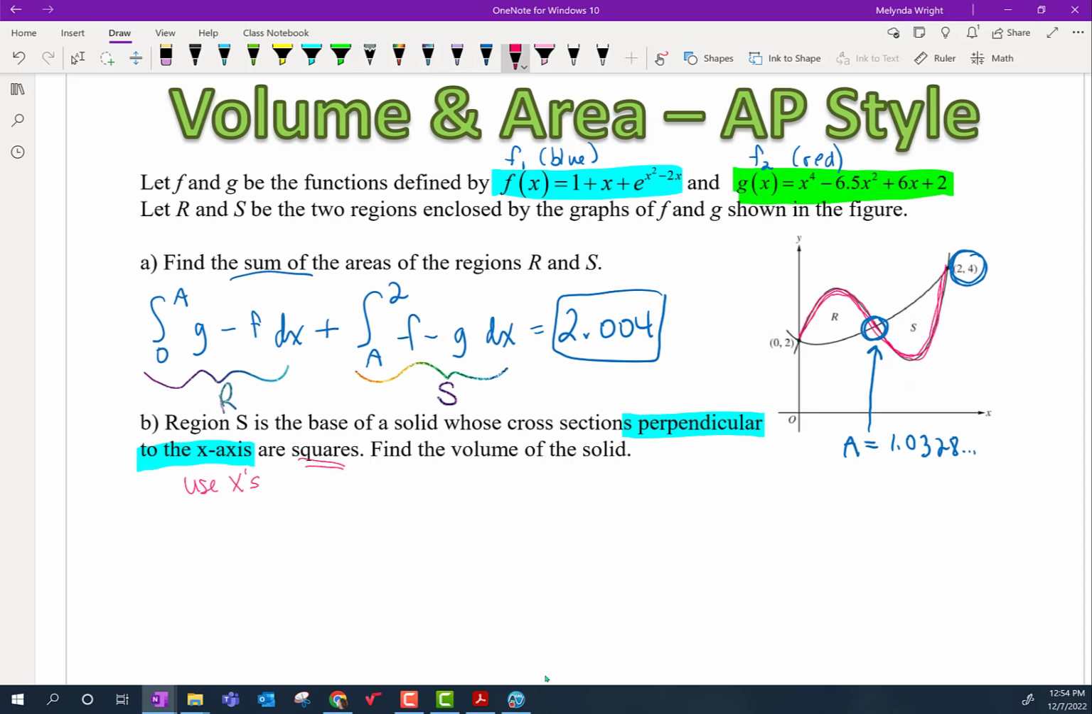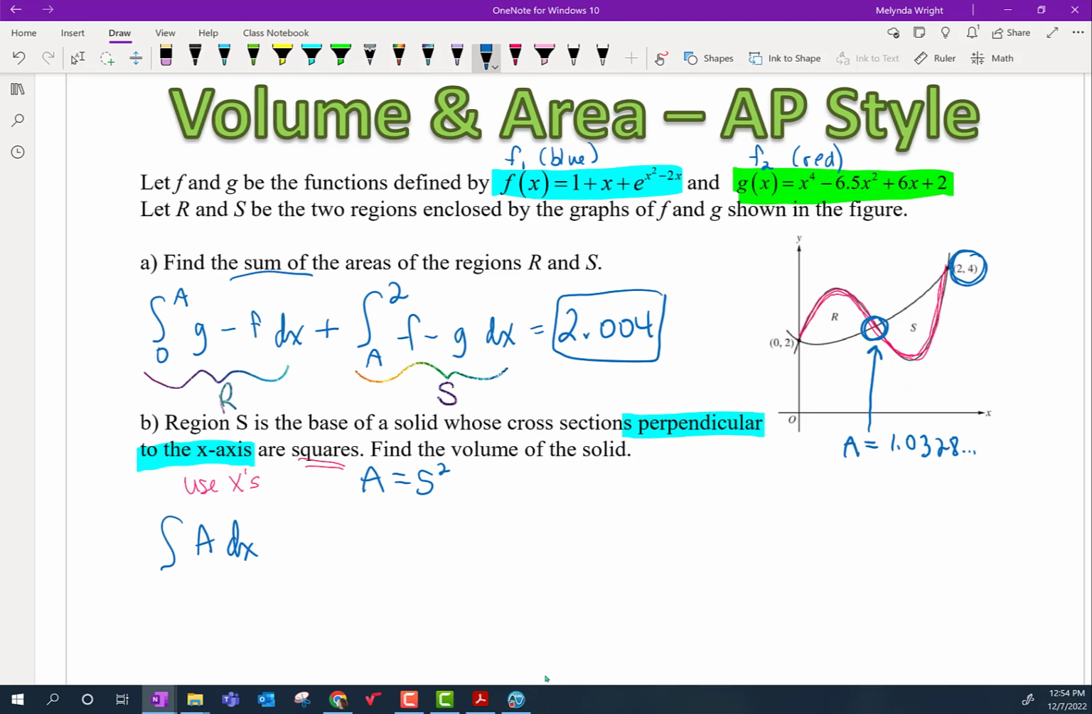Find the volume. So let's recall our work with cross sections. What we do is we integrate. To get the volume of a cross section, we integrate the area formula with respect to x. That's what we do with cross sections. So how do we find the area of a square? The formula for the area of a square is side squared, right? Side times side, because it's a square.